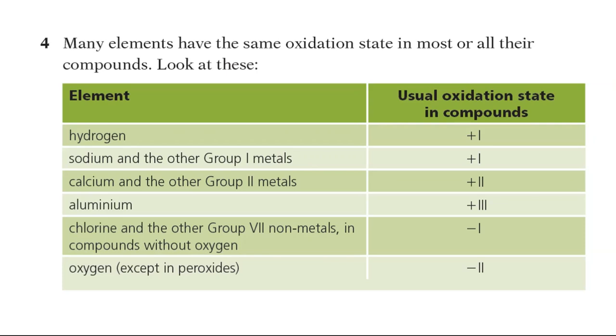Aluminium oxidation state in compounds is +3. Chlorine, that is halogen, group 7 elements oxidation state in compounds is -1. Oxygen, in most of the compounds, oxygen oxidation state is -2.